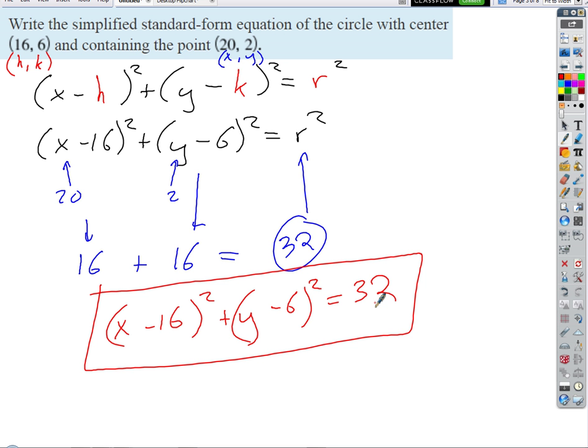But that's our answer for Moodle. That's all they wanted. They wanted it in standard form. Questions? Okay.